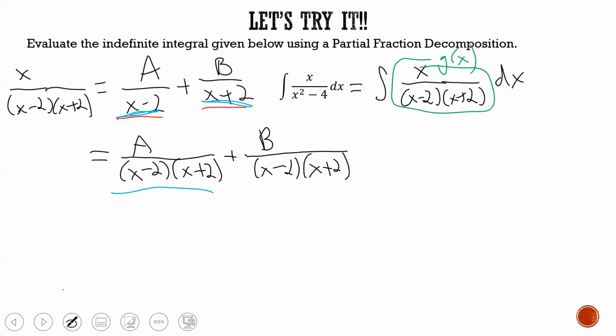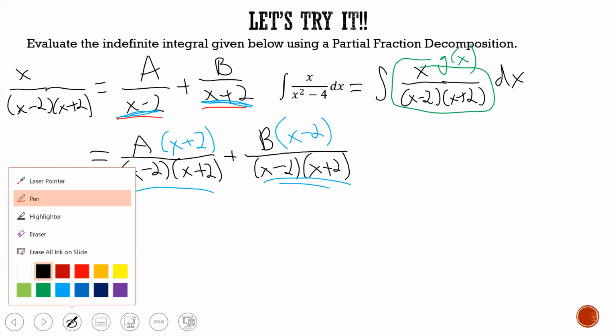So sorry, this first one should be multiplied by x plus 2. Since the original denominator was x minus 2, we had to multiply by x plus 2 to get the common denominator. The second one here, we have an x plus 2, and so we had to multiply by x minus 2 to get our common denominator here. Okay, I apologize for the mix up there.